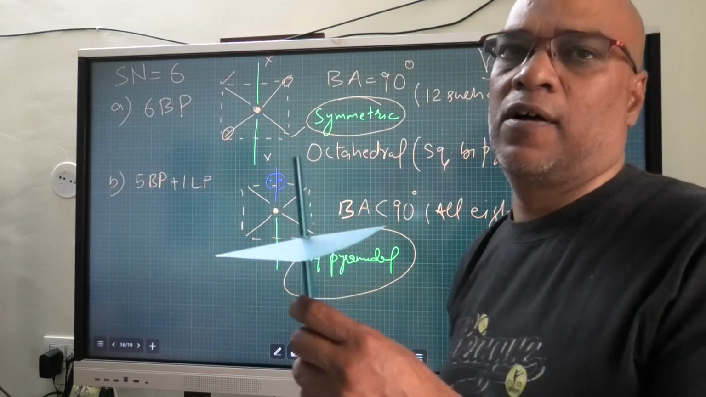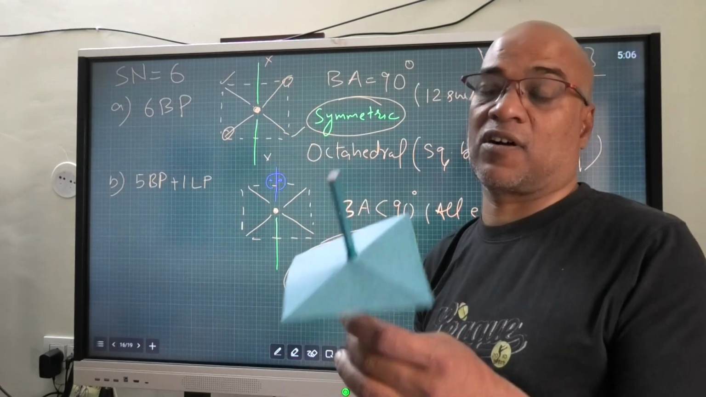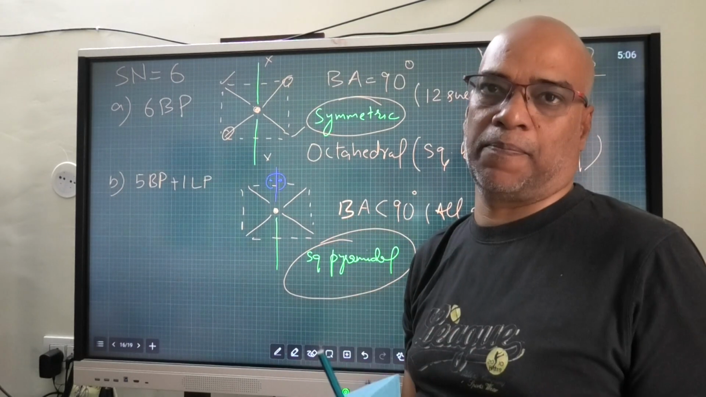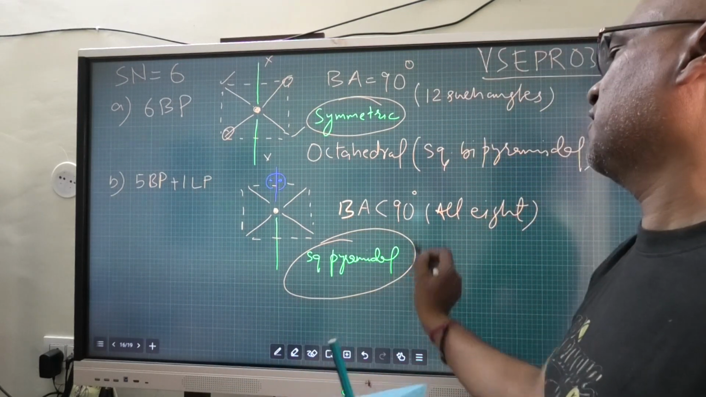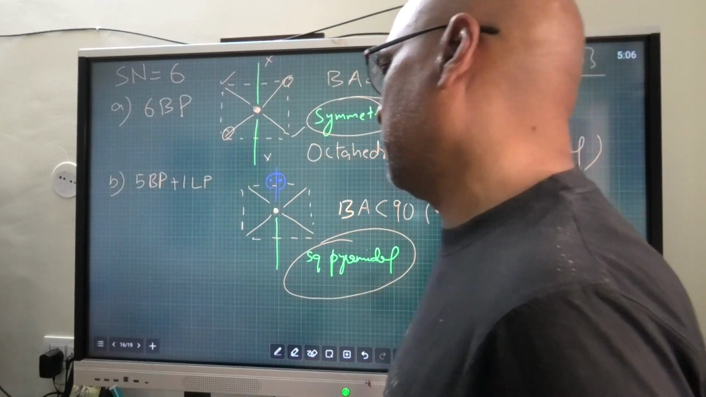So there will be 8 triangular faces. That's why the name given is octahedron. There's a difference between octahedron and octahedral. Octahedral is the geometry, but octahedron is the shape. Understood? Octahedron is the shape. And here the shape will be square pyramidal.